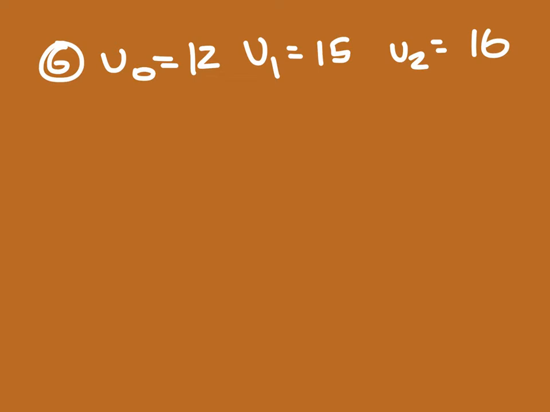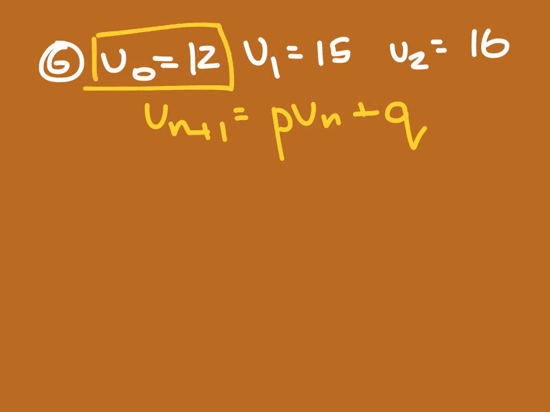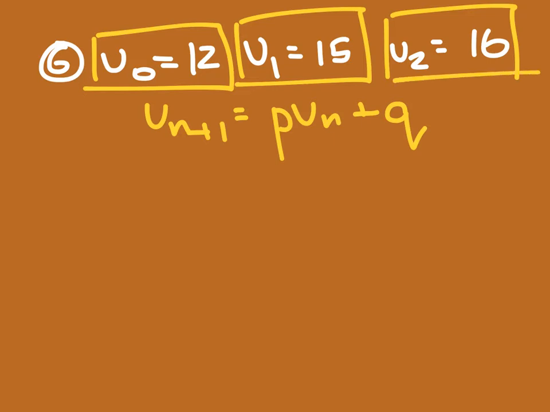Question 6. We have a recurrence relation, u(n+1) equals p u(n) add q. Because we know the first 3 terms, 12, 15 and 16, we can use these to work out p and q. So we use, which I think we call the smiley method. Somebody invented that during the lockdown.